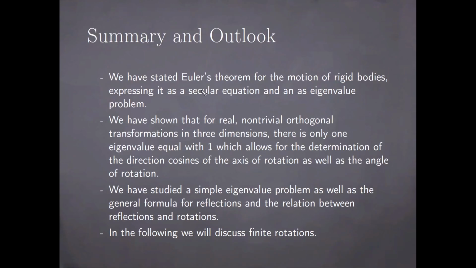In summary, we have stated Euler's theorem for the motion of rigid bodies, expressing it as a secular equation and as an eigenvalue problem. We have shown that for real, non-trivial orthogonal transformations in three dimensions, there is only one eigenvalue equal with 1, which allows for the determination of the direction cosines of the axis of rotation as well as the angle of rotation. We have studied the simple eigenvalue problem as well as the general formula for reflections and the relation between reflections and rotations. In the following, we will discuss finite rotations.